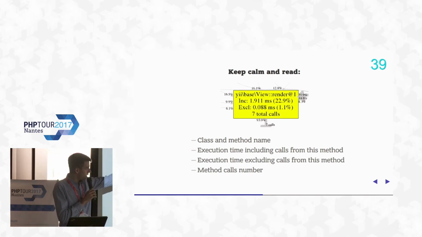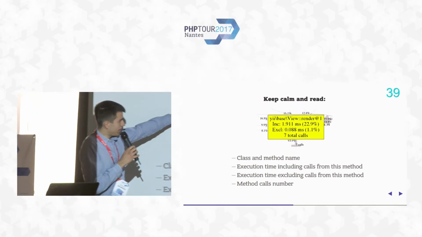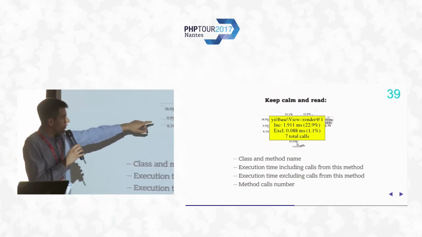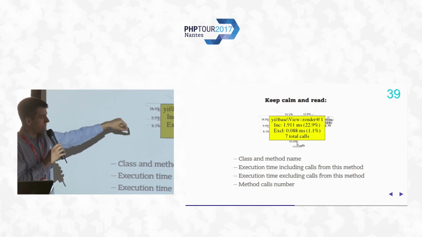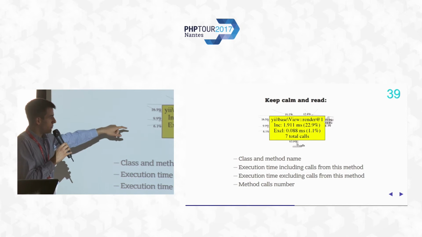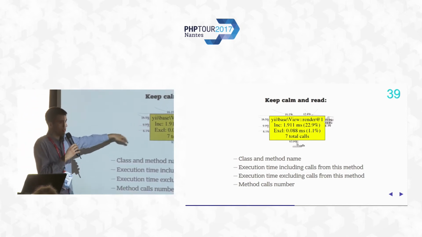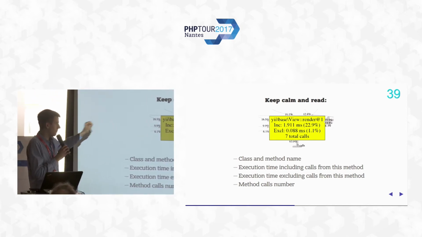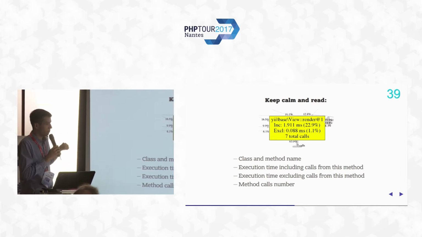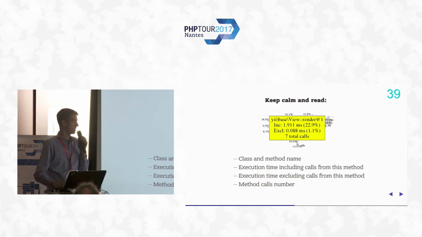So each block has the class and method name. The inclusive time is the time that includes all execution time of the methods that were called from this method. And the exclusive time is the time of this method's execution without all methods that were called from it. And the method call numbers, so how many times it was called by other methods in your application.